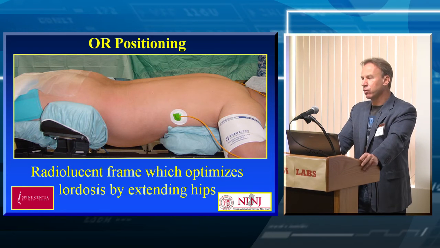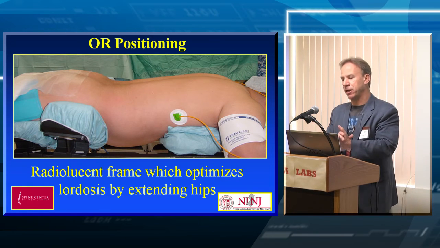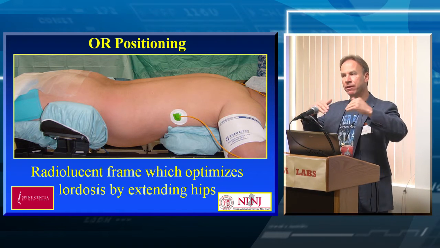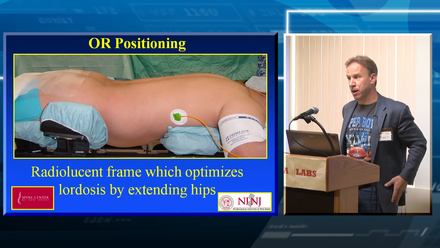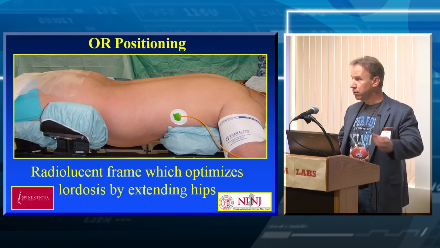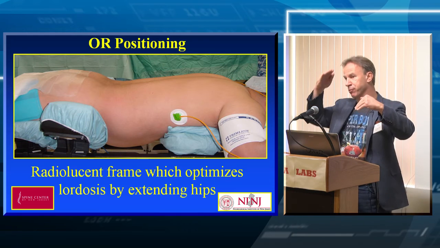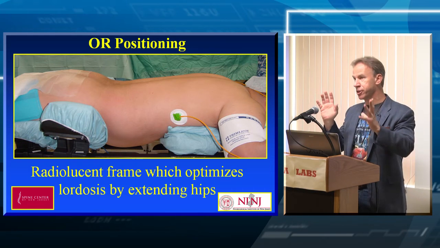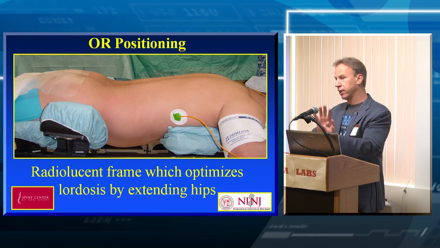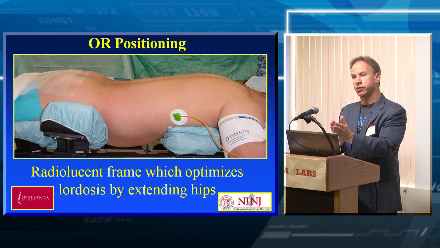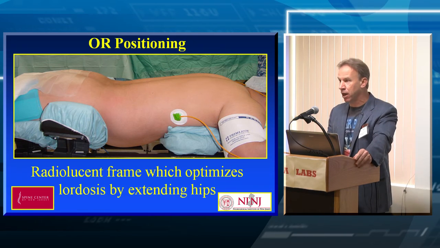Just a reminder, whenever you're doing OR positioning, this is not the patient I operate on. You want to use some kind of a frame that allows you to extend the hips as much as possible. This is a Jackson frame right here, a Jackson table. The more you extend the hips, the more you put the lumbar spine into lordosis. Wherever you fixate the spine, that's what you're going to get. So it's real important in the lumbar spine to get as much lordosis as you can on the table.